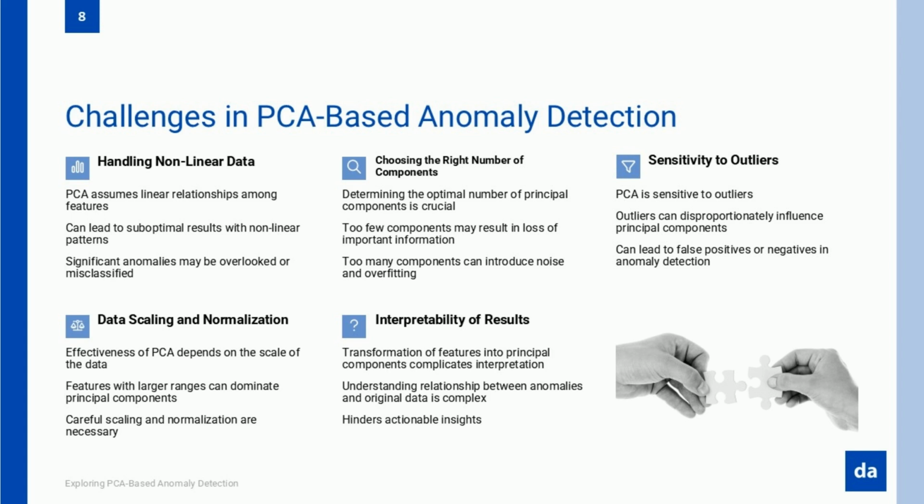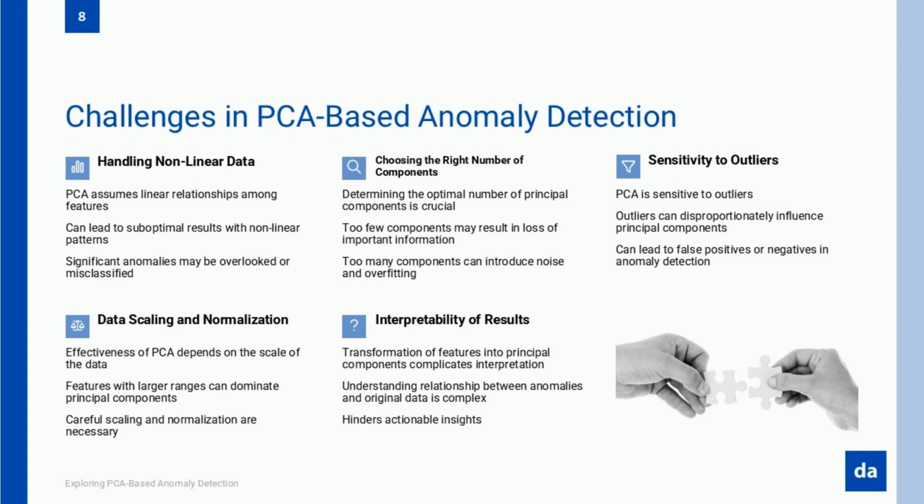Another issue is sensitivity to outliers. PCA is based on variance, meaning extreme outliers can heavily influence the principal components. If an outlier has a significantly larger magnitude than the rest of the data, PCA might align the components along that anomaly rather than the actual structure of the dataset. This can cause false negatives, where anomalies get absorbed into the new principal components and go undetected. To mitigate this, robust preprocessing techniques such as removing extreme values or using robust PCA variants can help.